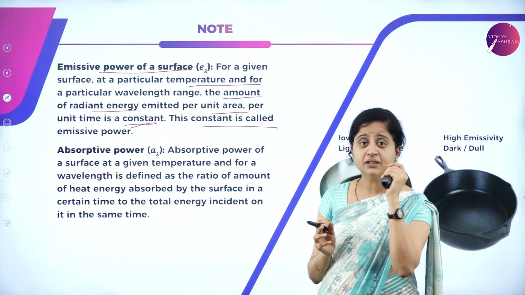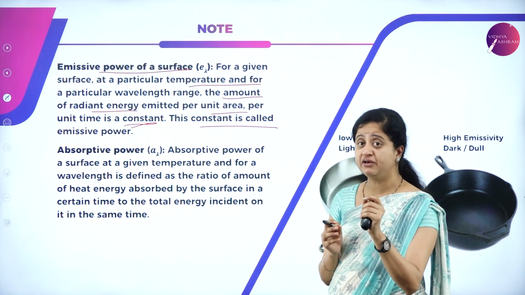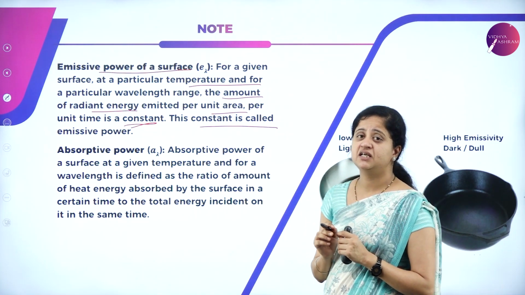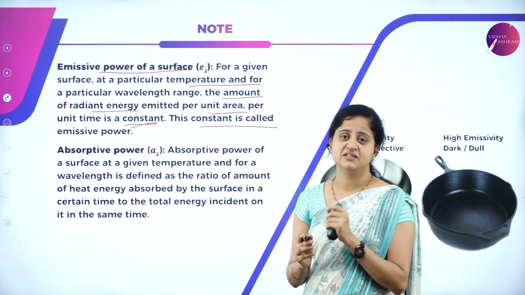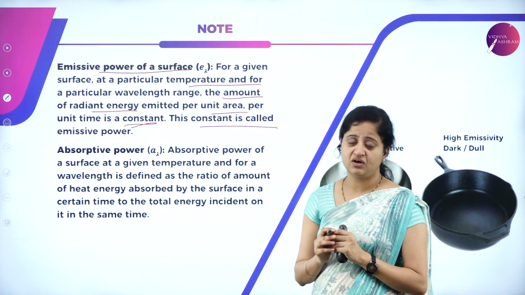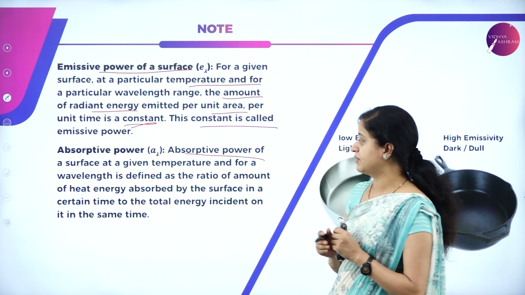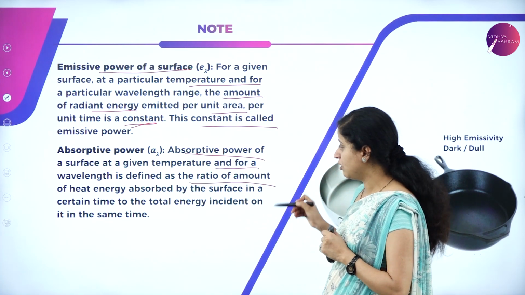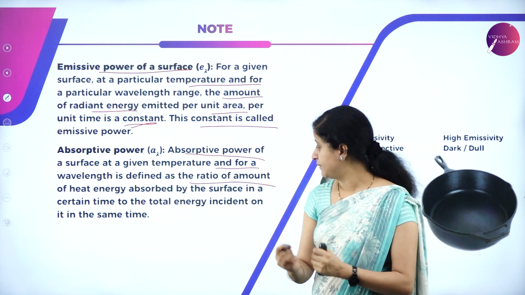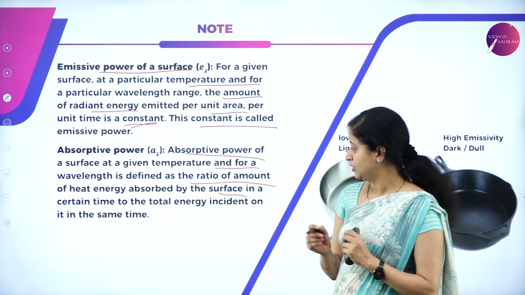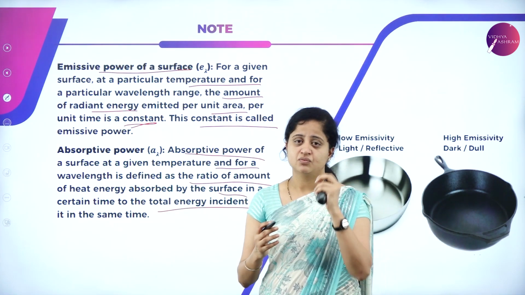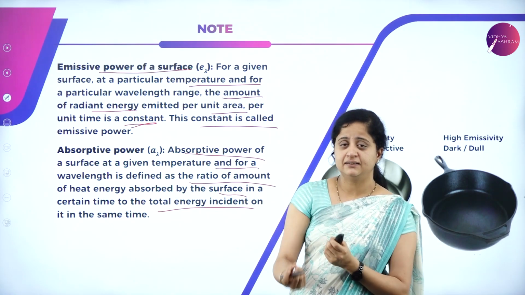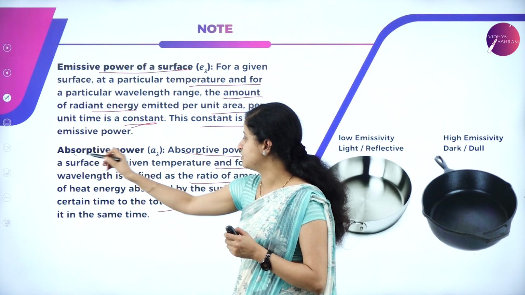For a given surface at a particular temperature and for a particular wavelength, the amount of radiant energy per unit area per unit time always remains constant. So this constant is called the emissive power. Similarly, the absorptive power of any surface at a given temperature and for a given wavelength is defined as the ratio of the amount of heat energy absorbed by a surface in a certain time to the total energy incident on it. What is the amount of energy incident on a body, and what is the amount of energy that the body can absorb at that particular instant of time, is called absorptive power.